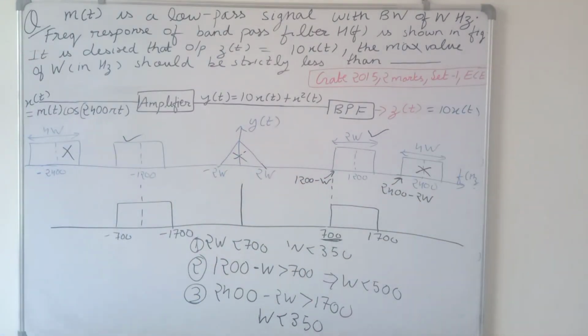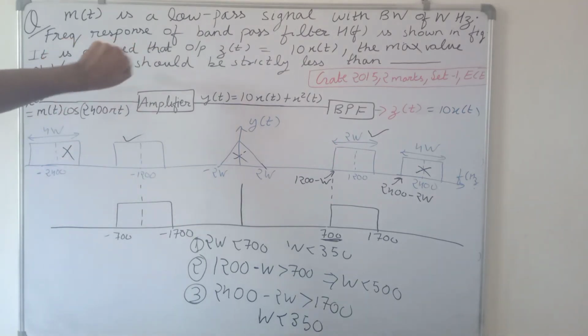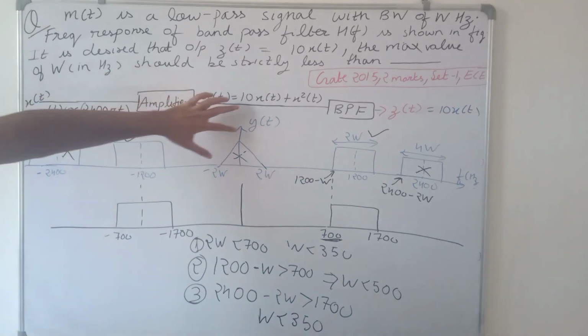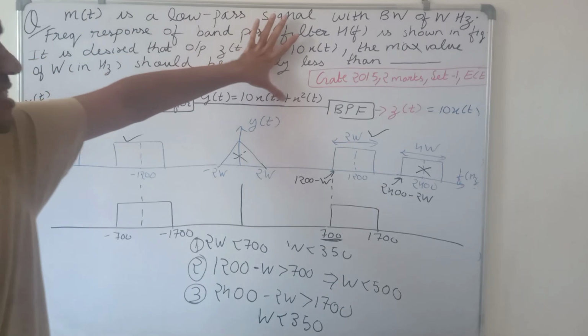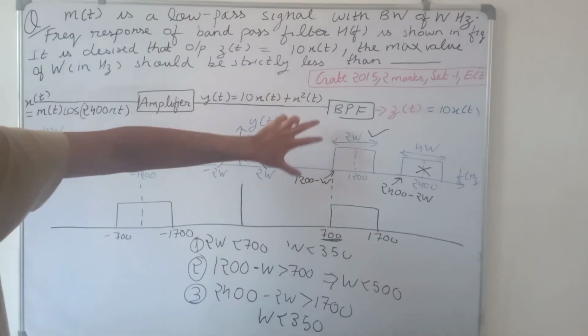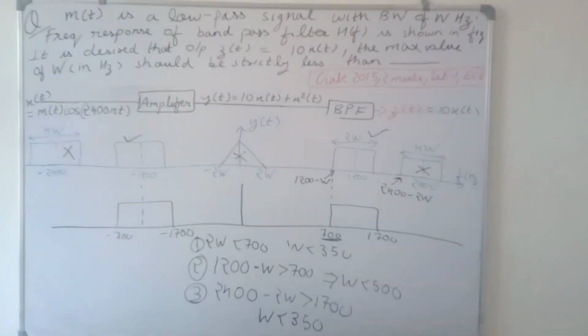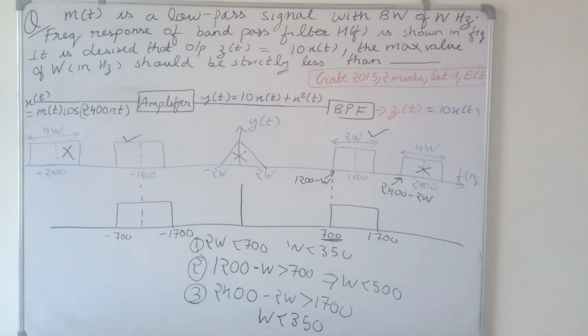So this was how we can easily solve this question using the frequency response. Do not worry about the amplitude of these signals, because this question does not ask about the amplitude. We just have to find the value of W, so that this 10xt is accepted and this x square t is rejected. So in this way we can easily solve this question.